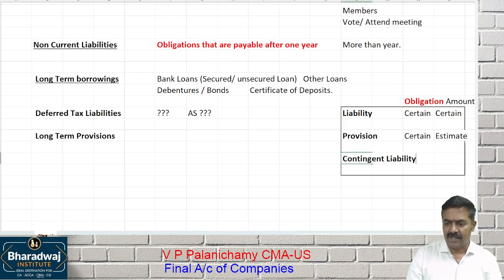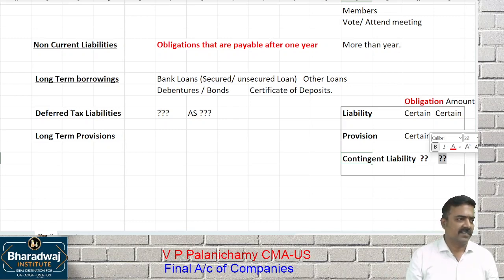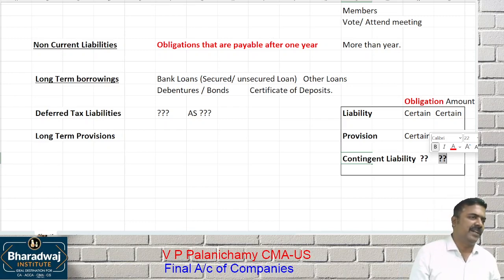What is a contingent liability? Obligation or amount, either one or both may be a question mark. What do you mean by question mark? Whether you have to pay, may or may not. How much you have to pay depends on external factors. For example, one customer has claimed some compensation in court for a defective product we supplied. Let us assume we are manufacturing chairs. We supplied the chair. The customer, while using it, met with an accident and got injured.